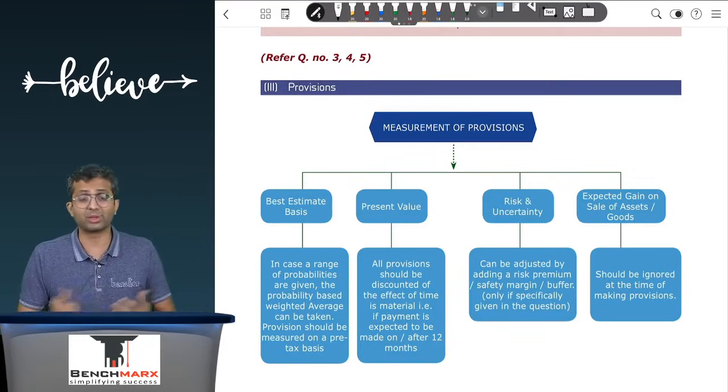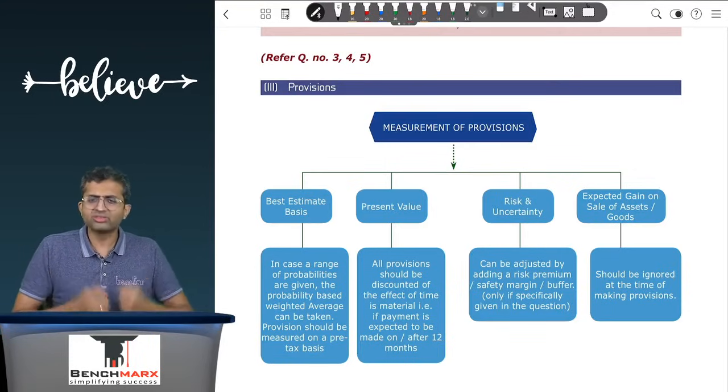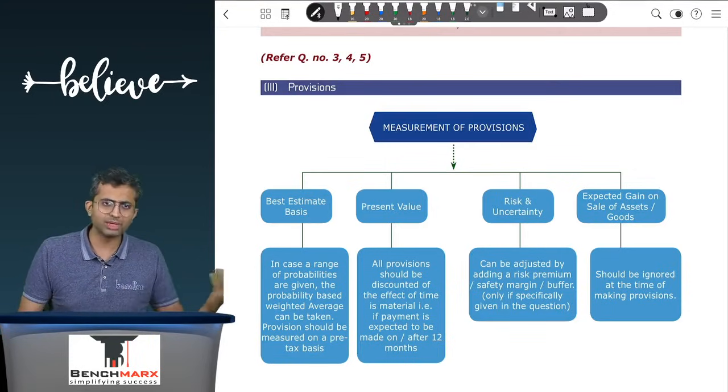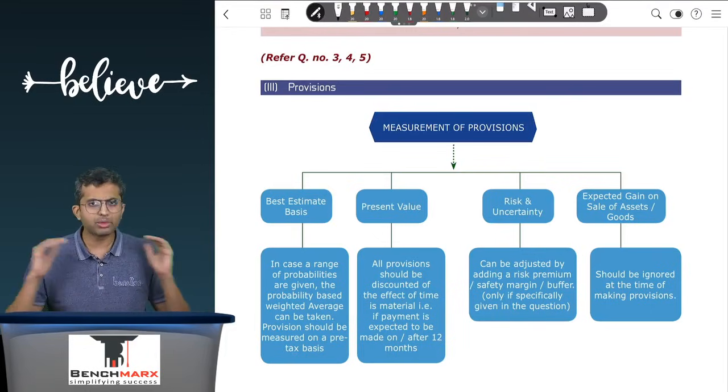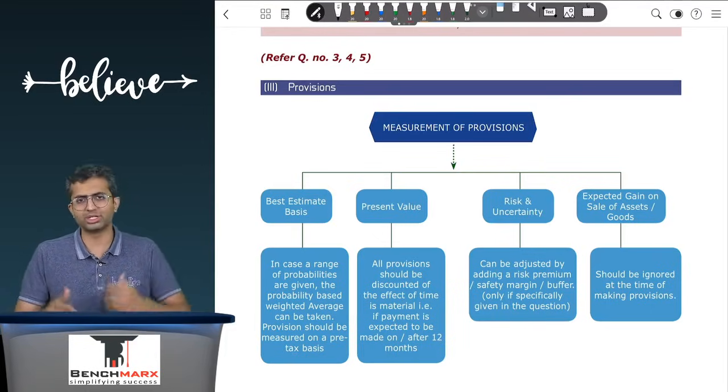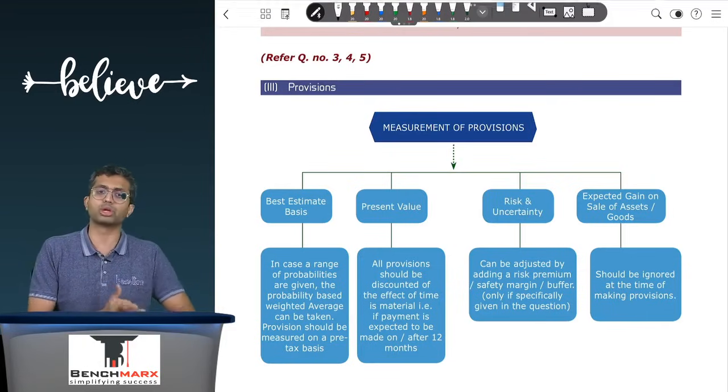Like, let us say you have manufactured a car. Now, this is the first time you have manufactured the car, so maybe you don't have any past experience to figure out how much will be the warranty claims. However, it's a standard car. You can look at industry data and figure out how much were the potential warranty claims.